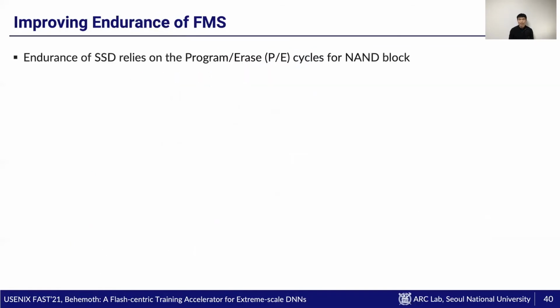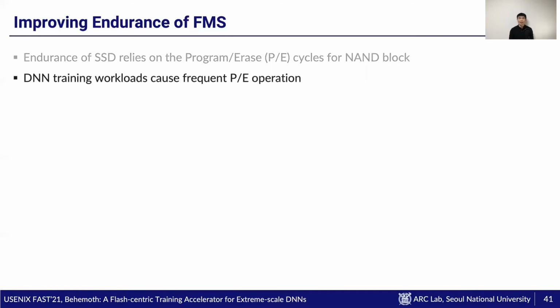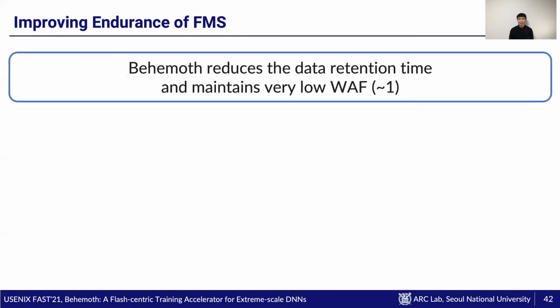From now on, I'm going to talk about how to improve the endurance of FMS for training. Basically, the endurance of NAND flash-based storage relies on the program and erase cycle for NAND blocks. Unfortunately, because Behemoth utilizes NAND flash memories as a temporary buffer for the training data, the NANDs are frequently programmed and erased. So, to increase the maximum P/E cycle of FMS, we trade retention time for higher P/E cycles and maintain a very low WAF, nearly 1, via sequential writes.